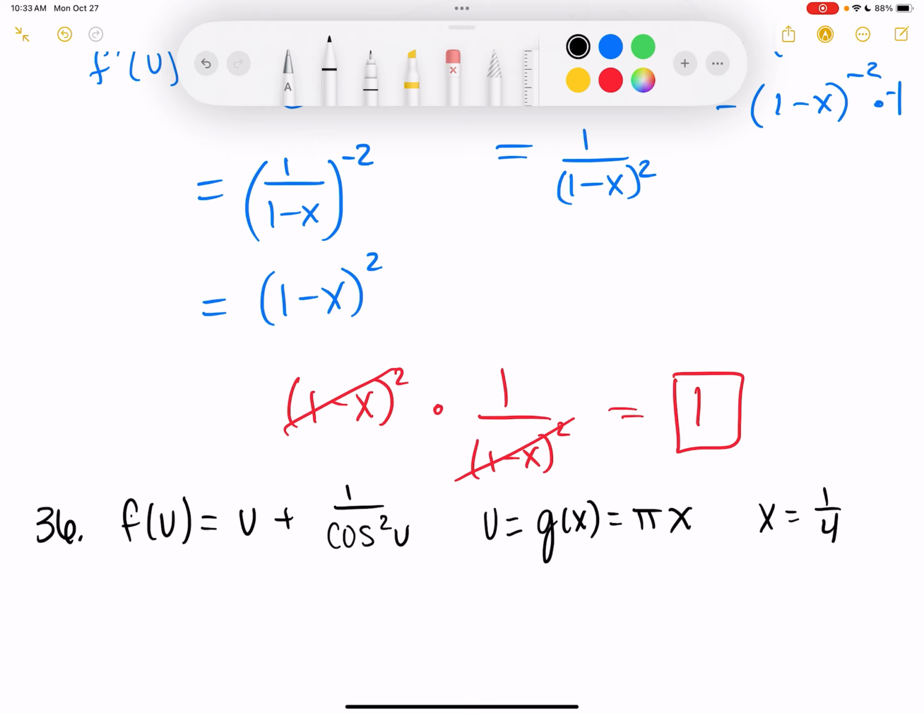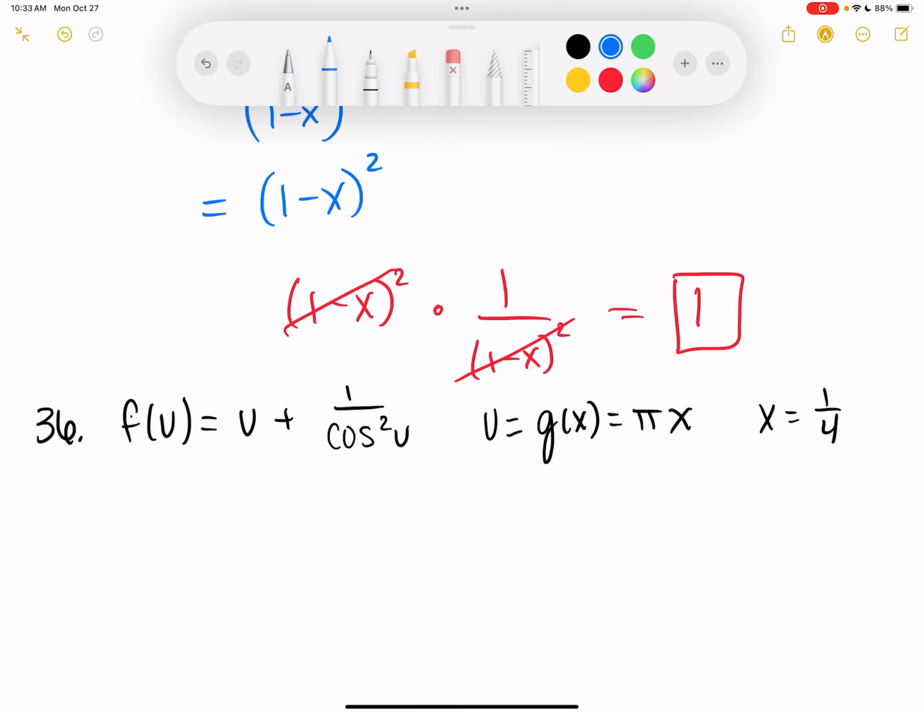So again, we'll take the derivative of each piece. I would probably, with this one, change this to be u plus the cosine of u raised to the negative 2, like we did in the last one, because even if you do a quotient rule, you're still going to have a chain rule in your quotient rule. So I might as well turn this into just a chain rule and not have to worry about it.